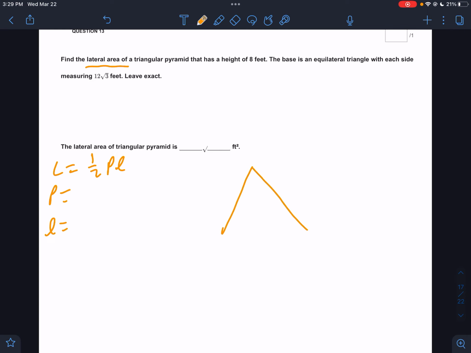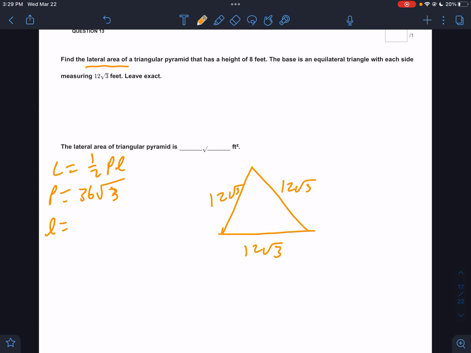Let's draw the base. The base is an equilateral triangle, and each side is 12 root 3. So the perimeter is going to be 36 root 3. Most people can get that pretty quickly. The slant height's a lot harder, guys.